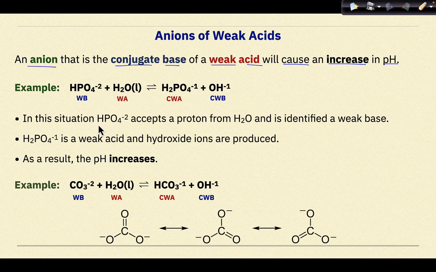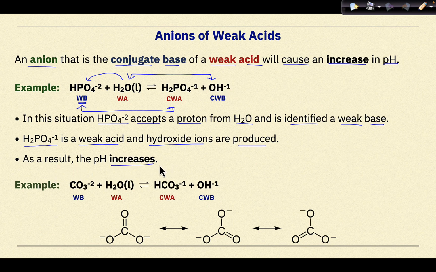In this situation, HPO4-2 accepts a proton from water and is identified as a weak base, as we can see right here. So the water is going to donate a hydrogen ion to the HPO4-2. H2PO4-1 is a weak acid and hydroxide ions are produced. If we think about conjugate acid-base pairs here, the HPO4-2 and the H2PO4-1 is a conjugate acid-base pair, and the water and the hydroxide are conjugate acid-base pairs. As a result, the pH will increase and the solution will become more basic.